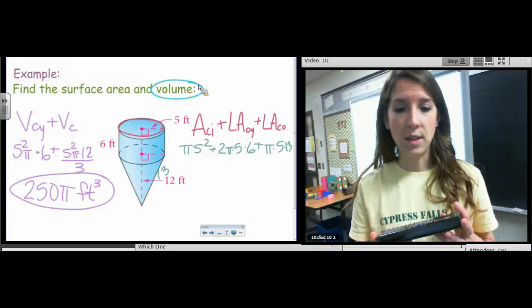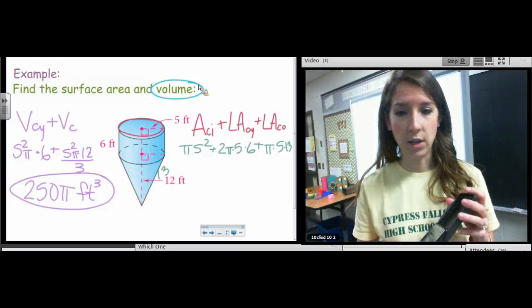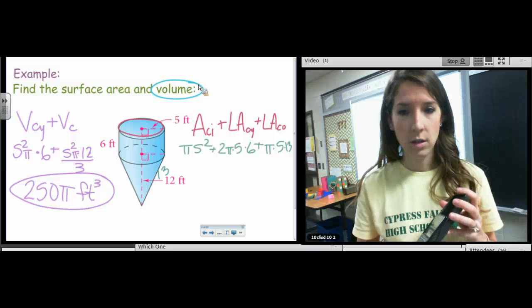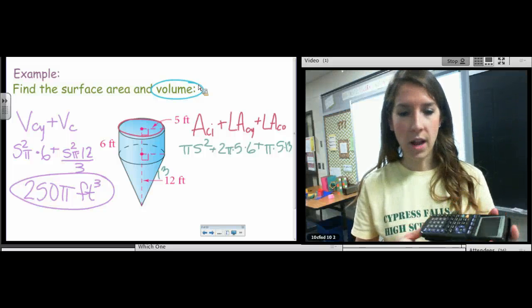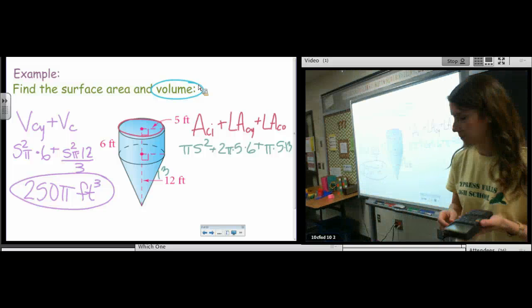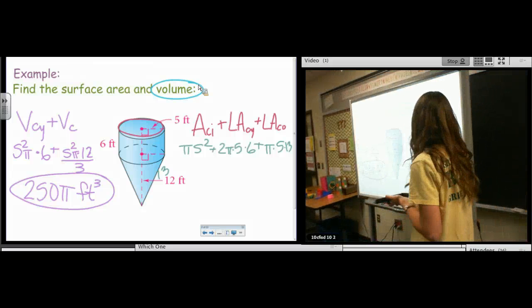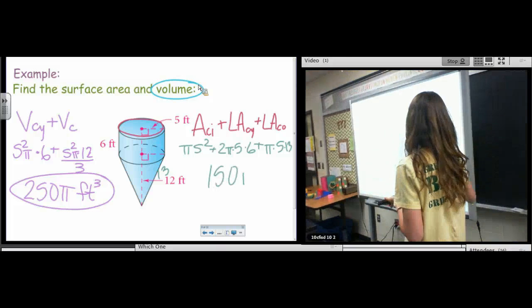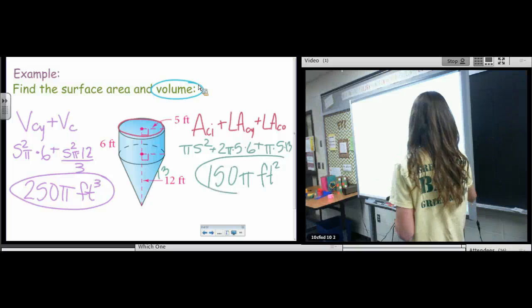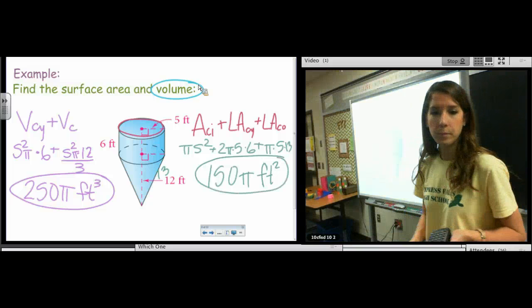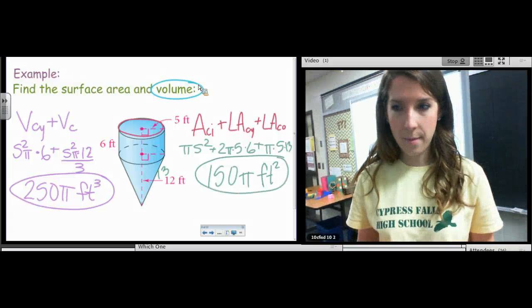Couldn't you just take the total surface area of the cylinder? Sure you could. Yes, that's exactly what we did. That is what we did, Hussein. 150 pi feet squared. Yep, yep, yep.